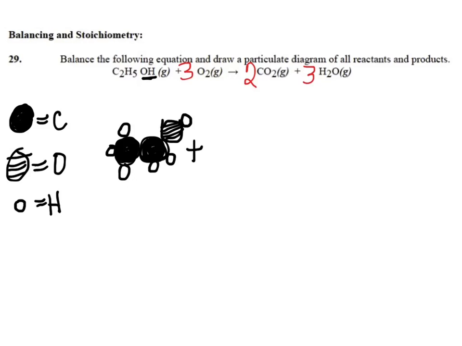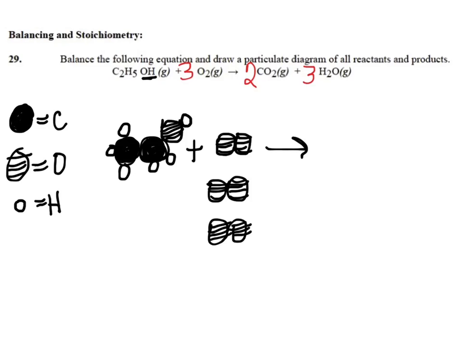Next, we need to draw 3 O2 complexes. So there's one. There's another one. There's another one. And if you kind of get in your mind how these look, just draw. If you can start looking at it that way and drawing it that way, it makes it easier.